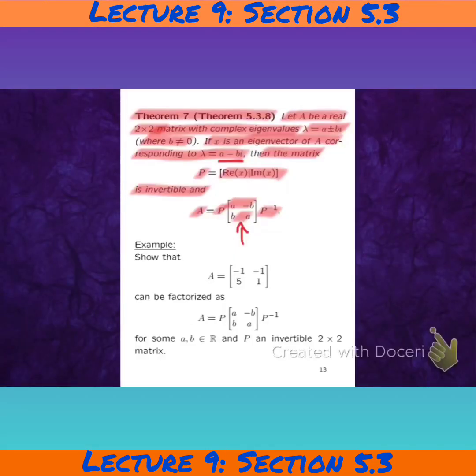Okay, so next let's look at this example here. They ask us, show that this matrix A can in fact be factorized into that part there for some A, B, and P being an invertible 2 by 2 matrix. So now that we understand how this proof works, this is really not a difficult problem to do. We can easily calculate the eigenvalues of A. Well, we have calculated it. So let's quickly look at this problem.